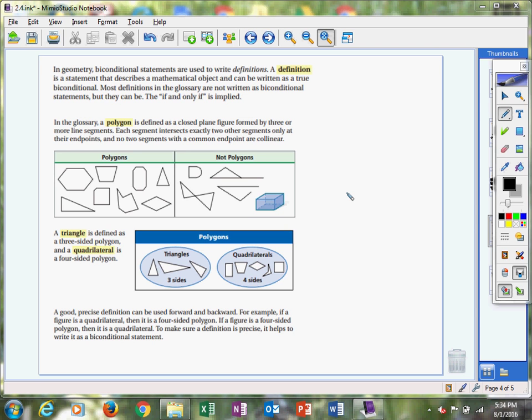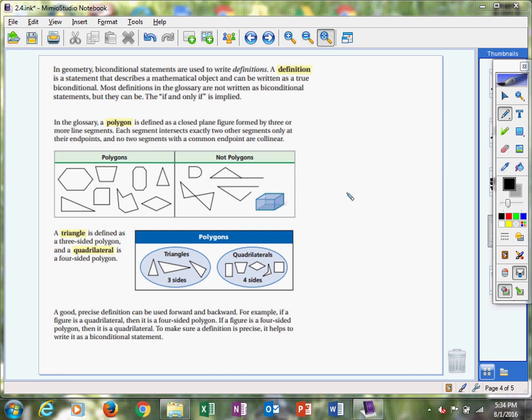So you can clearly see that you have polygons there, and then you have some figures there that are not polygons. They could be curved, or they could not touch at the endpoints, or they don't quite meet at the endpoints, or they crisscross. And you see that those are definitely not polygons. There's even a 3-dimensional figure there that's not considered to be a polygon. Polygons are 2-dimensional figures. So another definition, triangle is defined as a 3-sided polygon. Quadrilateral is a 4-sided polygon.